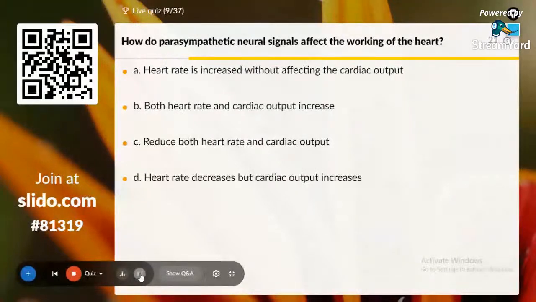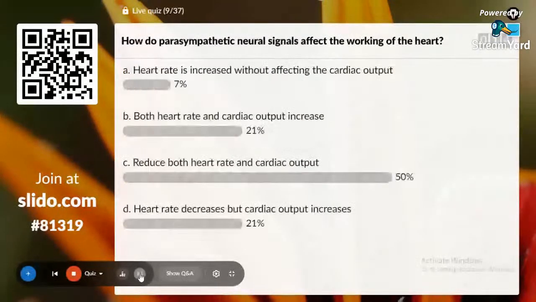How do parasympathetic neural signals affect the working of the heart? Option A, heart rate is increased without affecting the cardiac output. Option B, both heart rate and cardiac output increase. Option C, reduce both heart rate and cardiac output. Option D, heart rate decreases but cardiac output increases.